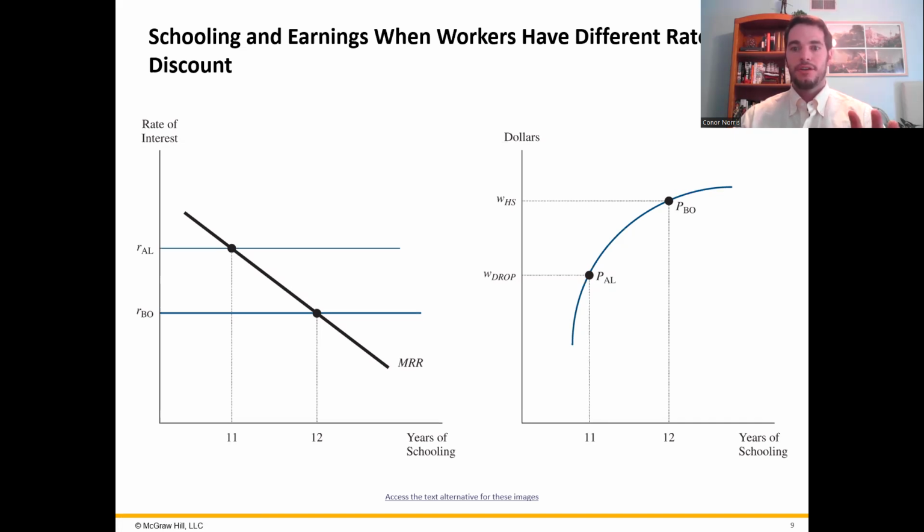So let's compare two people. In this example, it's Al and Bo. Al had a high discount rate, so dropped out of school after 11th grade. But Bo stuck it out through high school and he graduated.